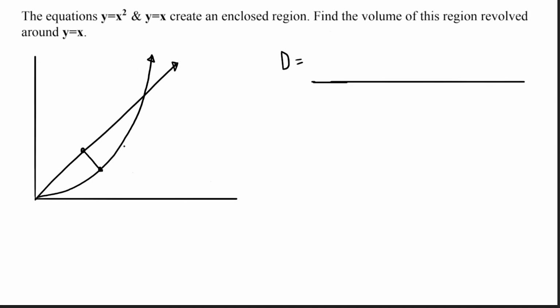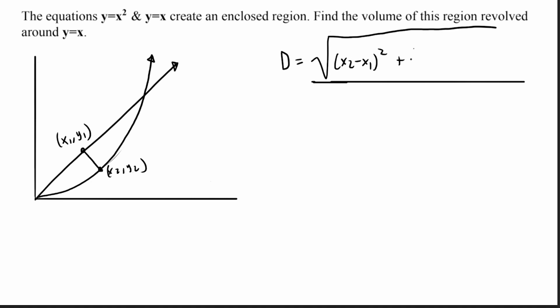So I'm going to start by labeling these two variable points. We're going to have x1, y1 for the variable point along the line y equals x, and we'll have x2, y2 for the variable point along the curve y equals x squared. And our equation will be the distance between these two points. So using the distance formula, we have the square root of x2 minus x1 squared plus y2 minus y1 squared.